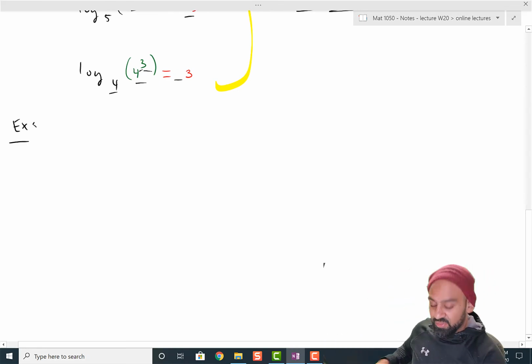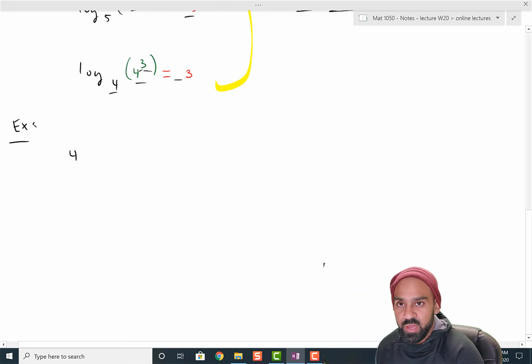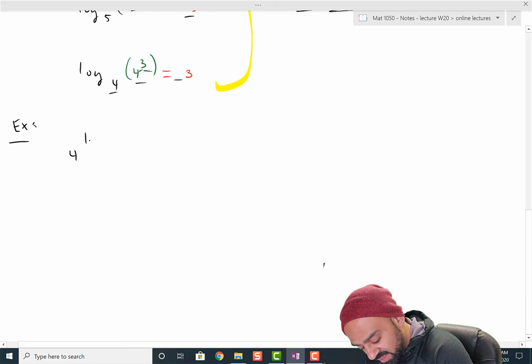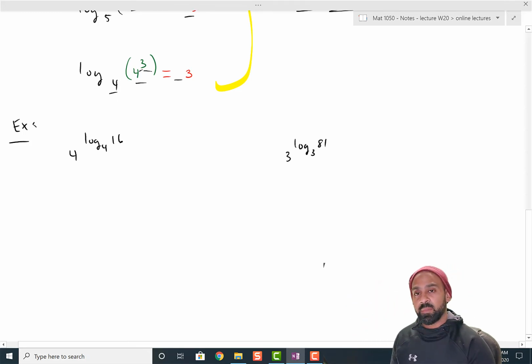Okay, how about this one? Well, what if logs undo exponentials? Does it work the other way? So what if in the exponent I have something like this? I'm just going to do 2 examples here because I find that people tend to observe these pretty quickly and get the pattern very quickly.